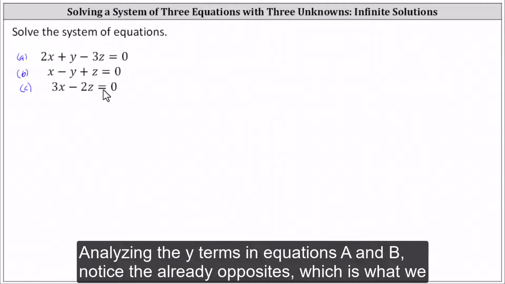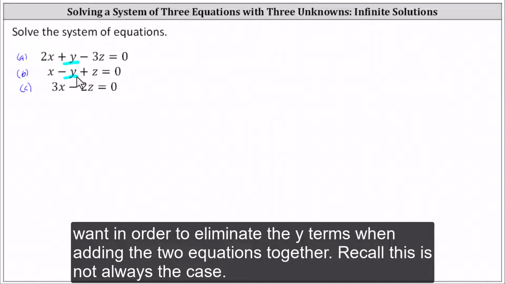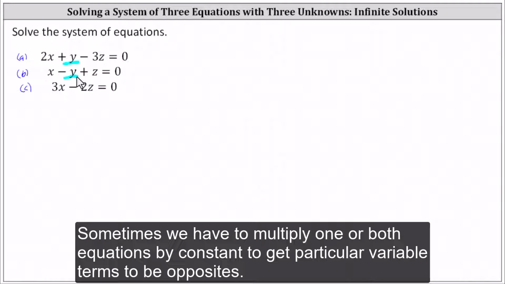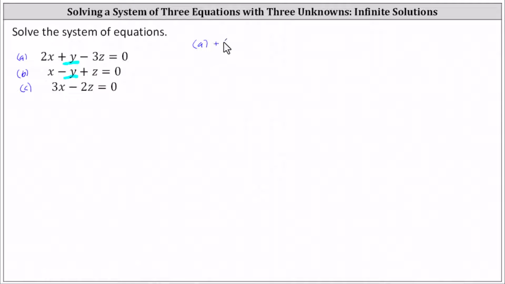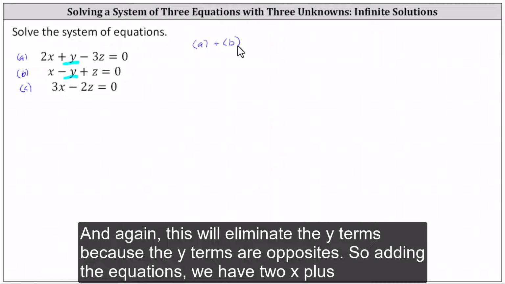Analyzing the y terms in equations A and B, notice they're already opposites, which is what we want in order to eliminate the y terms when adding the two equations together. Recall, this is not always the case. Sometimes we have to multiply one or both equations by a constant to get particular variable terms to be opposites. So again, for our first step, we will add equations A and B. And again, this will eliminate the y terms because the y terms are opposites.